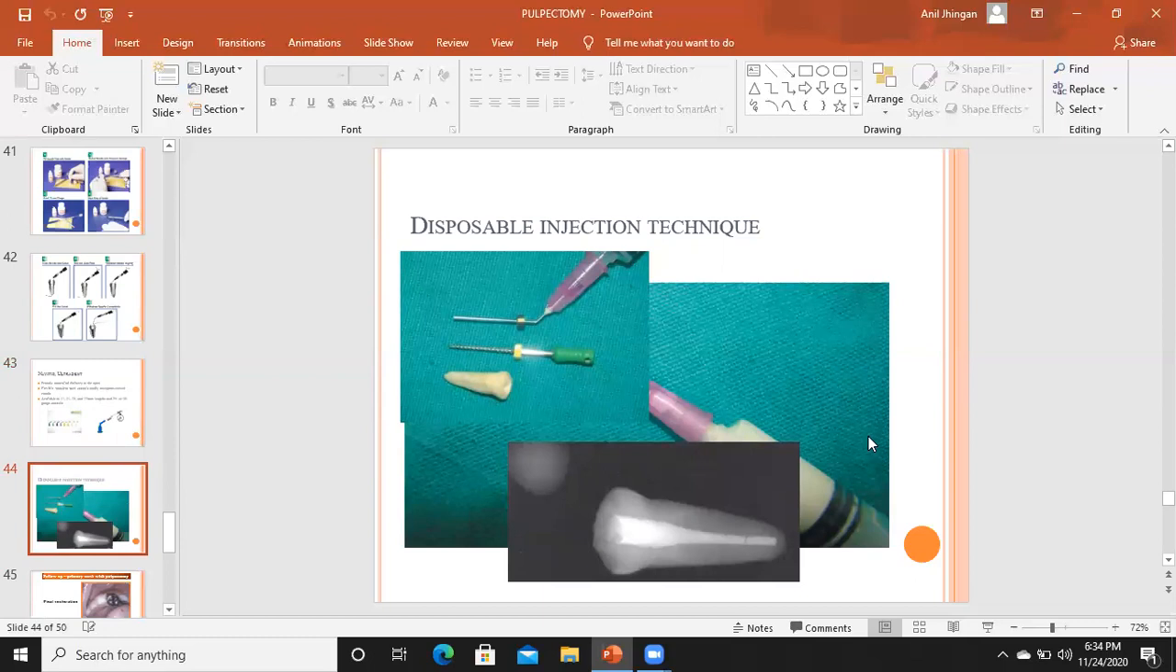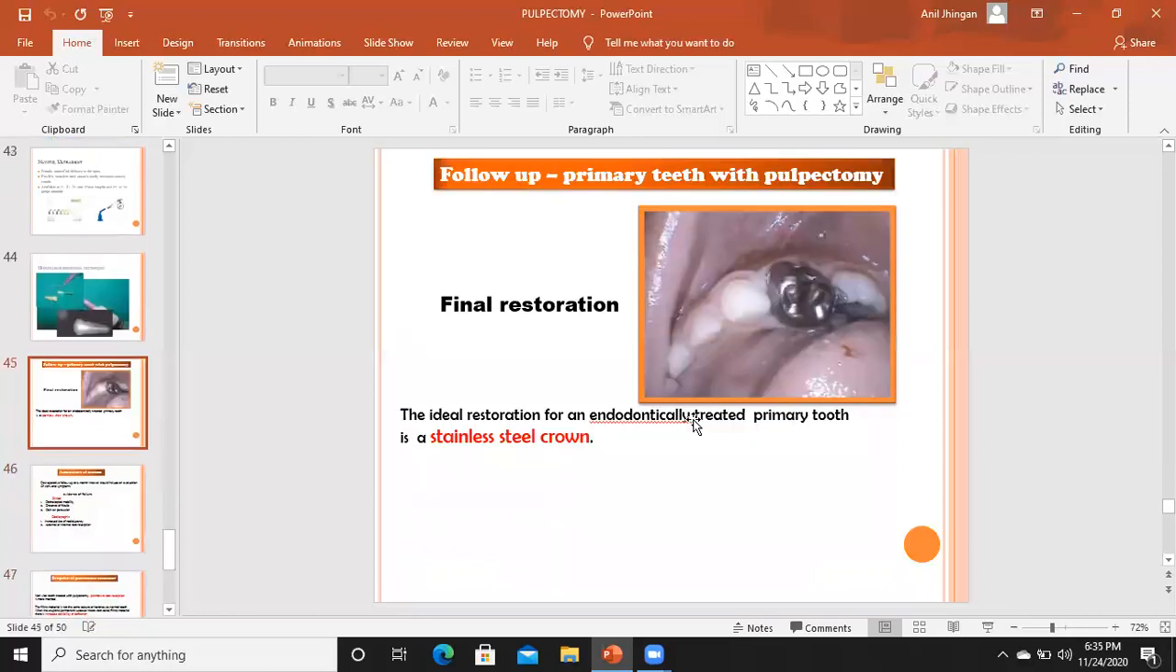Now, a similar technique is the disposable injection technique. The material is mixed and placed into the disposable injection with a needle which has a wider diameter. Once the obturation is done, the tooth is covered with a final restoration, which can be in the form of a composite restoration. The ideal restoration after pulpectomy is a stainless steel crown or a full coverage restoration in the form of a zirconia crown or acrylic crowns, which is necessary to prevent the breakage of the tooth and prevent reinfection.